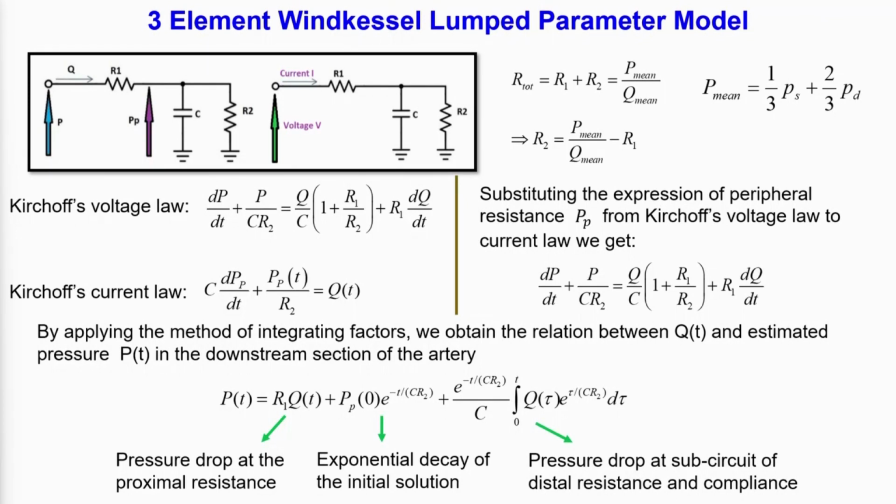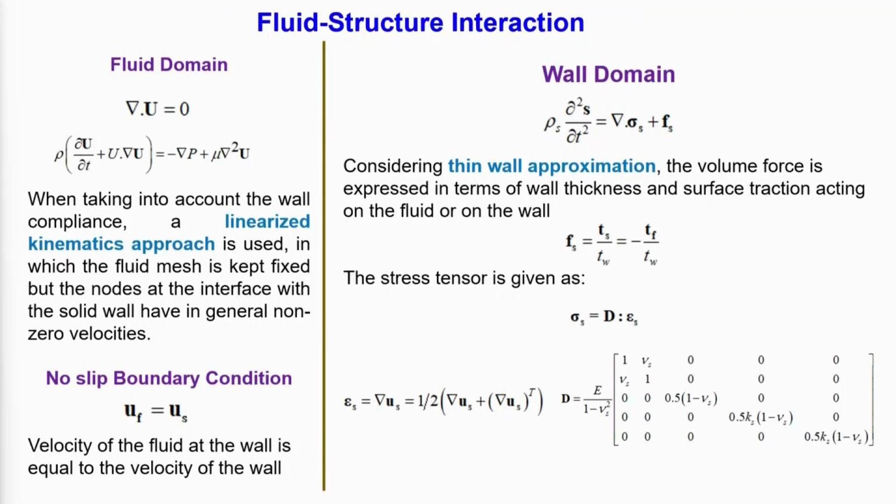where the parameters are R1, R2 and C. So, your objective is to make this pressure versus time match with what is measured from the person, and accordingly fix R1, R2 and C by the method that I talked about. So, once you know that, then you have a fluid structure interaction problem.